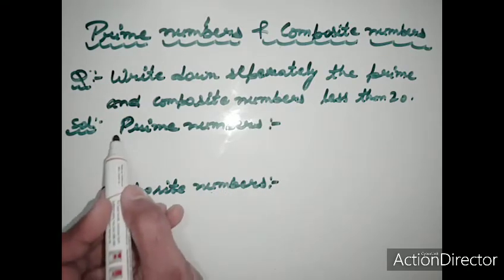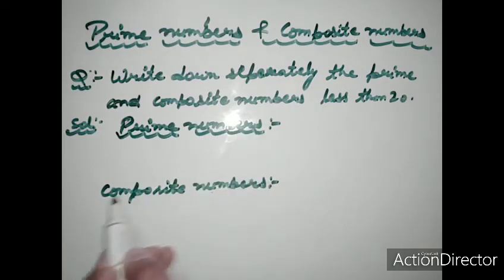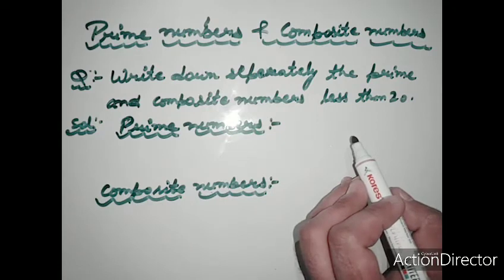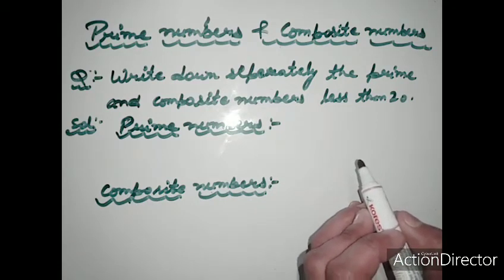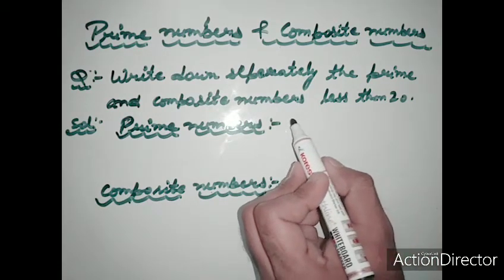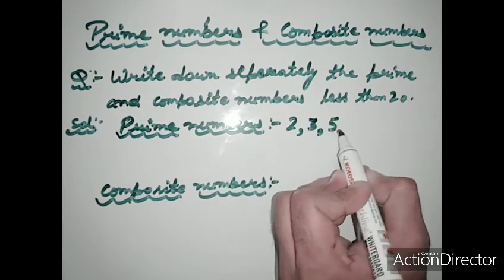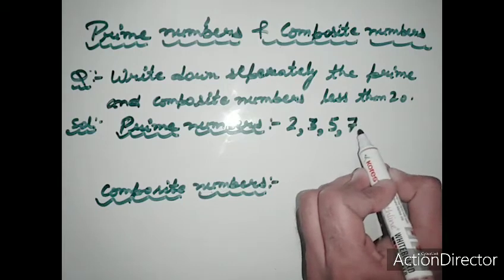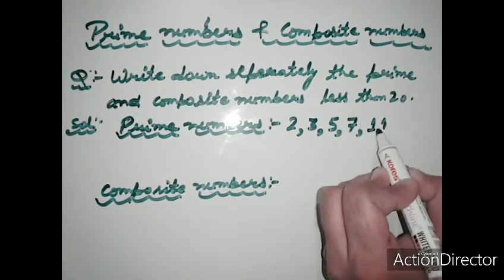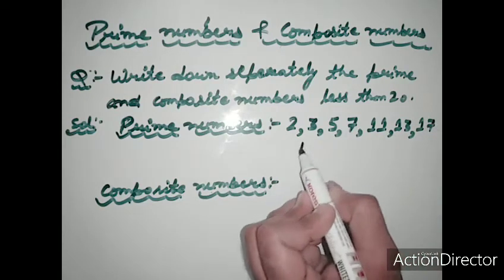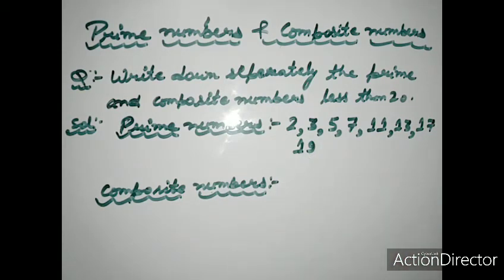So here first we write prime numbers. What are the prime numbers which are less than 20? So prime numbers are 2, 3, 5, 7, 11, 13, 17 and 19. Okay, so these are the prime numbers which are less than 20.